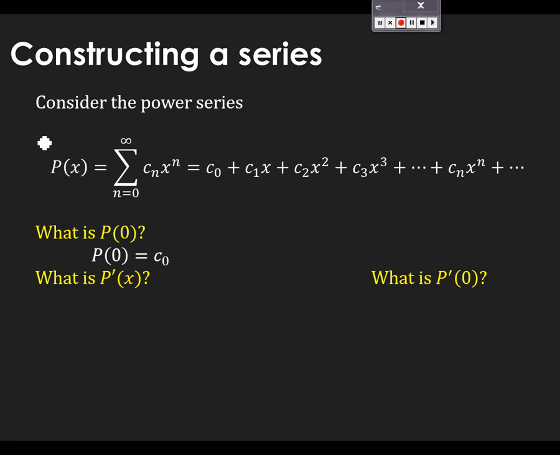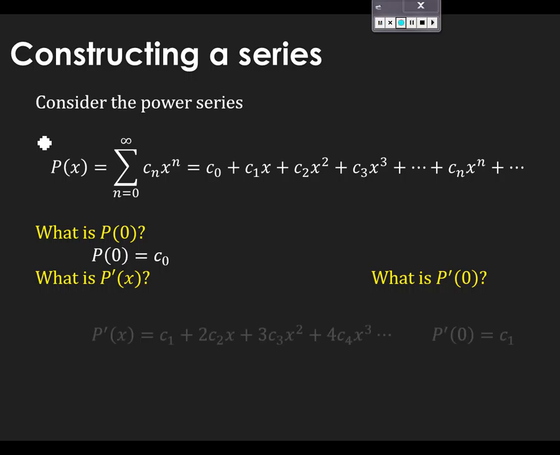Good job. What about P prime of x? Did you see that question coming? Let's ask that question first. What is P prime of x? C1, I hear you say, plus 2C2x plus 3C3x squared, etc. So what's P prime of 0? C1.